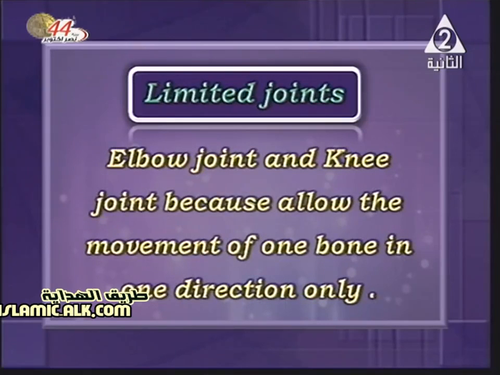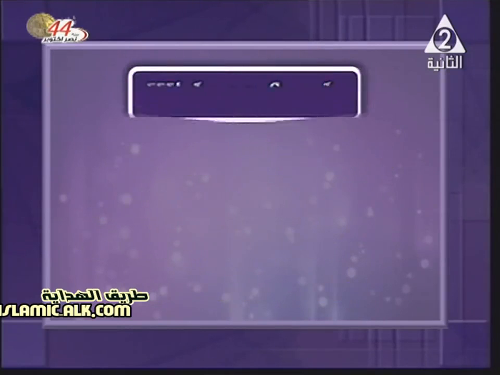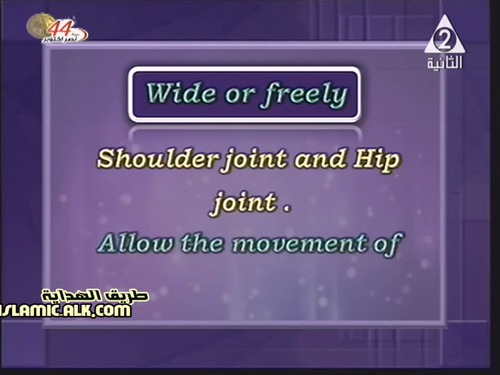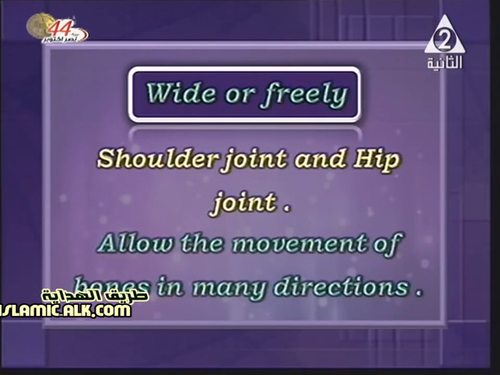While the other type moves in different, wide or free directions. Like what in your body? Yes, like shoulder joint and hip joint. And for more information, also the ankle moves in more than one direction. So shoulder joint and hip joint allow movement in many different directions. Allow the movement of bones in many directions. And those are the different types of joints. Again, how many types do we have? Three. Fibrous, cartilaginous, and synovial.